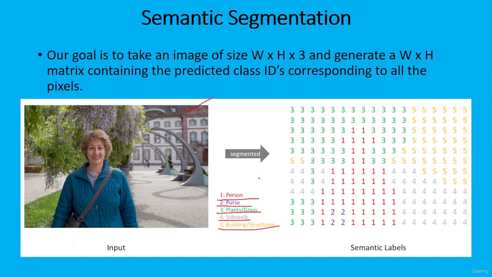So the goal is to take an input image and generate a segmentation map containing the predicted class IDs corresponding to all the pixels. So you can see the person region is represented by semantic label 1. Here you can see the purse region is represented by semantic label 2. Similarly, grass and plant region is represented with label 3. Sidewalk region is represented with semantic label 4. And building region is represented with semantic label 5.